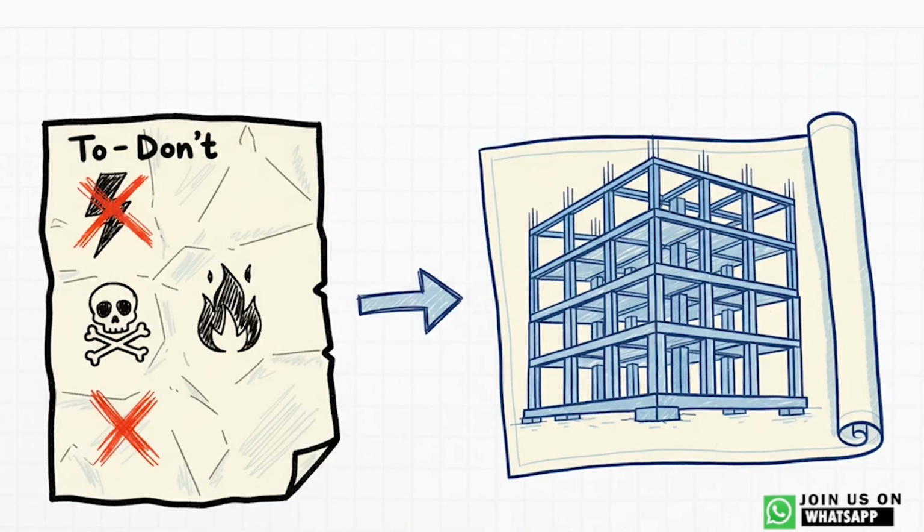And this is a really key mindset shift, right? A risk profile isn't just a list of don't do this, don't do that. It's a blueprint. Just like an architect's plan guides you in building a skyscraper, your risk profile guides you in building a safer, more resilient operation.